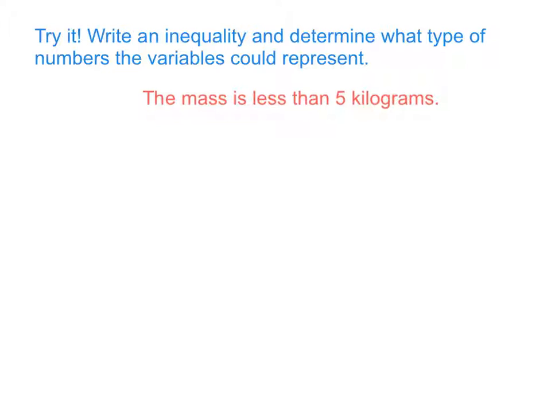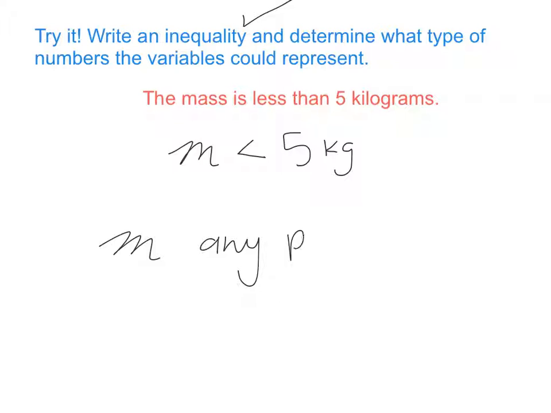So the way that I would write this is I would take mass and I would make that my variable of m. It doesn't have to be m. You could have done x, could have done y. You could have done any variable as long as it represents your mass. Is less than 5 kilograms. Okay? I did not do less than or equal to because it did not say less than or equal to. It just said less than 5 kilograms. So, write an inequality, check, we did that. Determine what type of numbers. M can be any positive number.